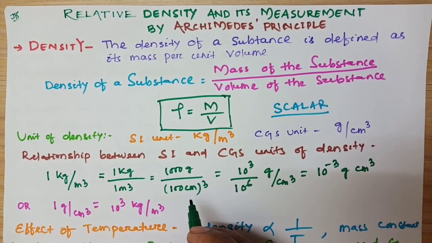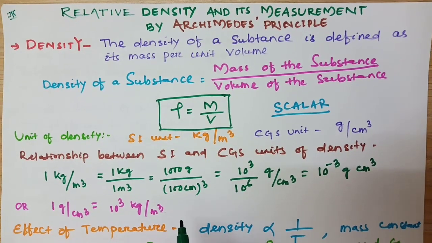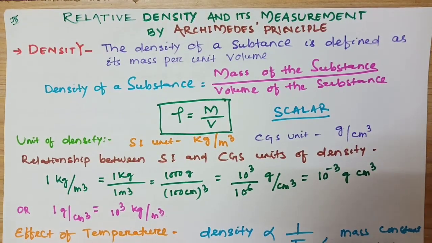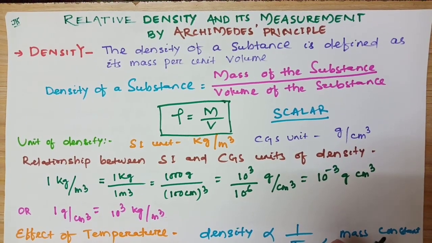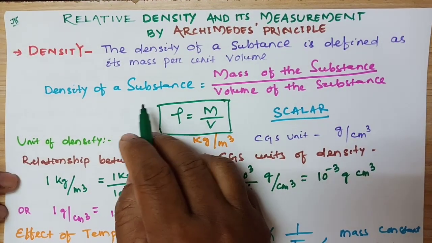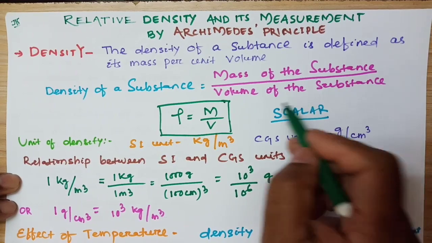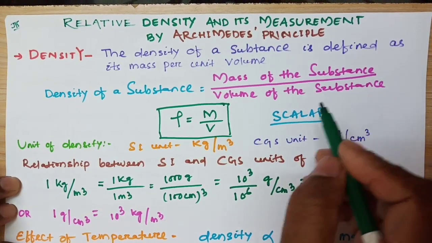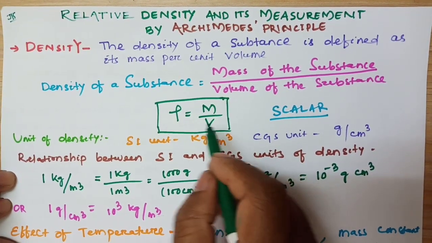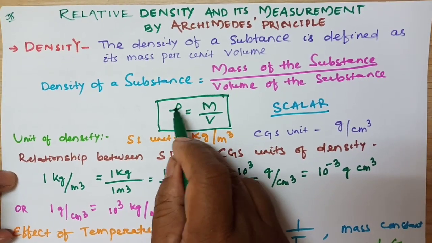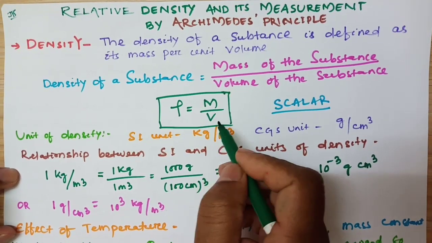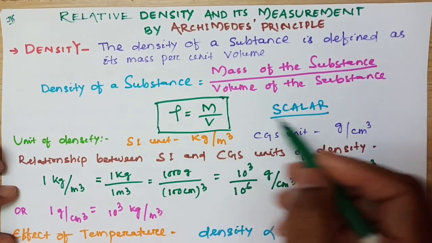So first to start, what is density? The density of a substance is defined as mass per unit volume. What is the formula? That is mass of the substance by volume of the substance, that is m by v. This stands for density, symbol rho. So rho is equal to m by v, that is mass by volume. It is a scalar quantity.